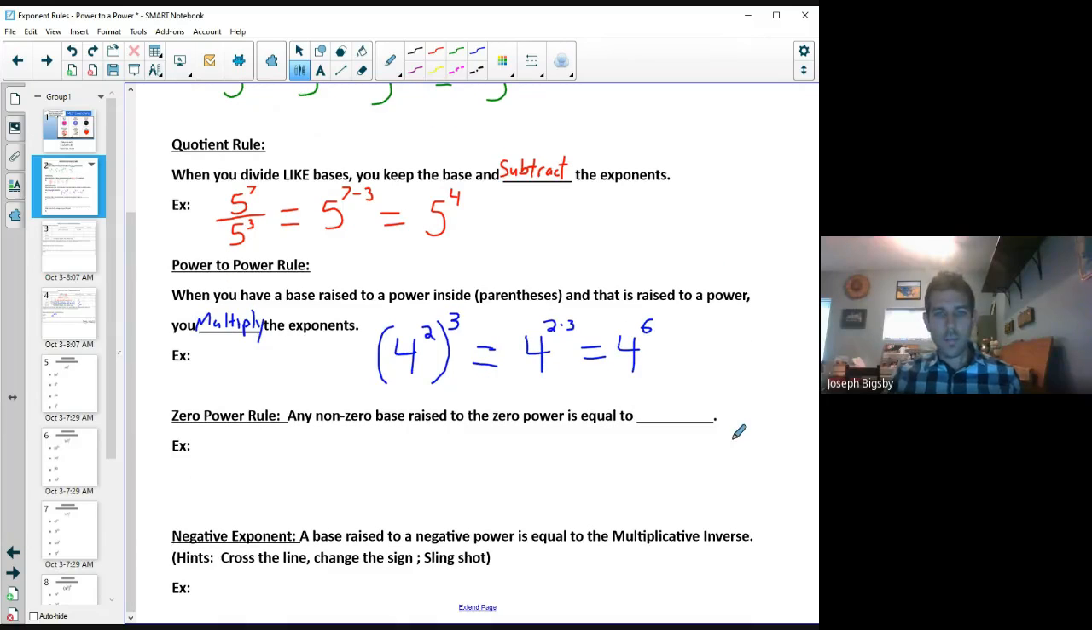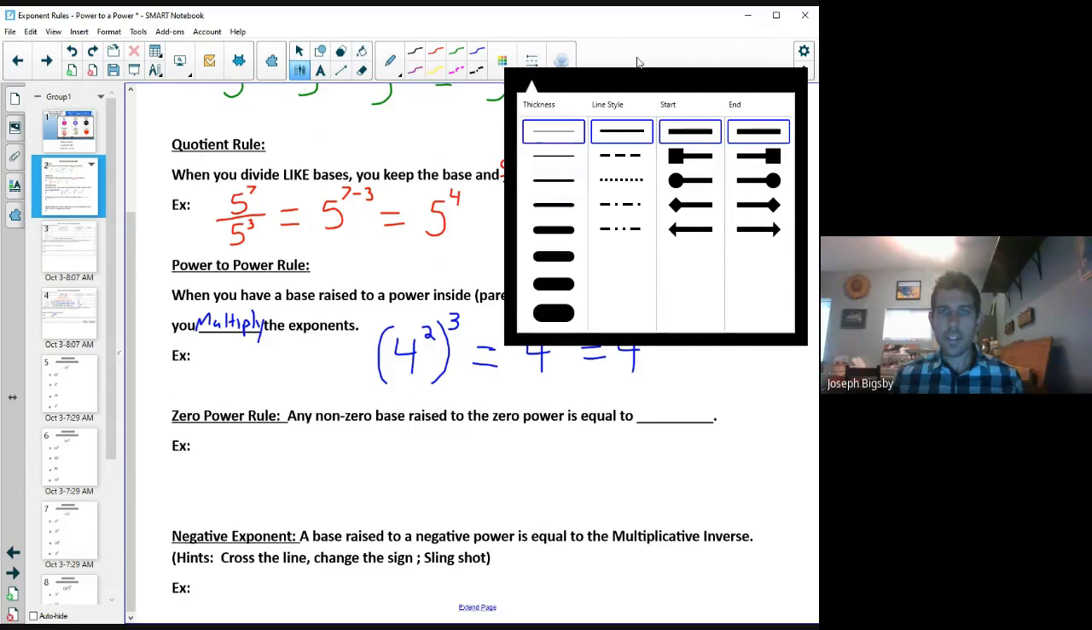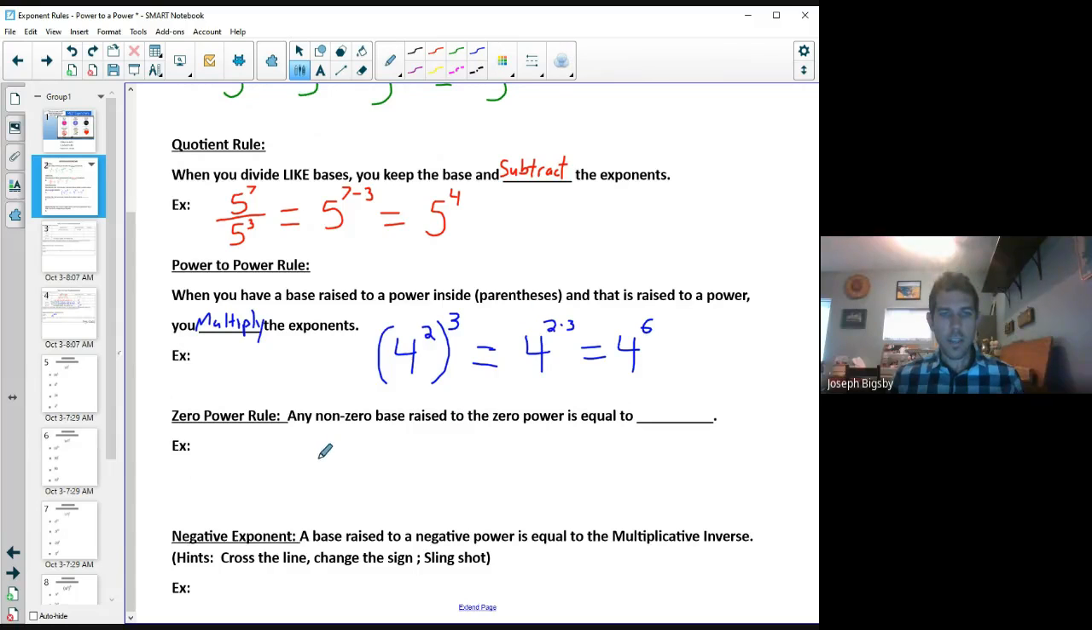All right, our next rule is probably the easiest rule, and that's when you have any non-zero base raised to the 0 power. So any number raised to the 0 power. So let's say the number is 90, big number, but I'm going to raise it to the 0 power. Anything raised to the 0 power is always equal to 1. And so this will be 1.